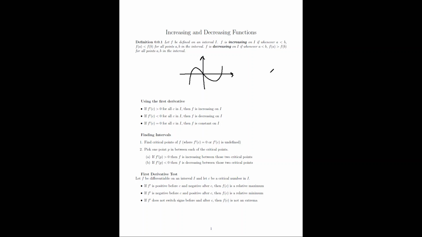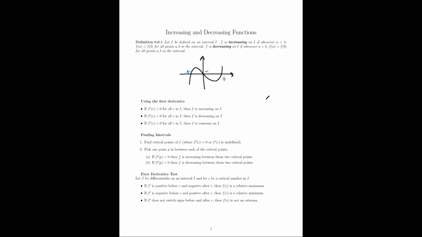Today we're going to be talking about where a function is increasing or decreasing. I have here a formal definition of increasing and decreasing, but it's exactly what you would intuitively expect. Increasing is whenever x is getting bigger, y is also getting bigger, and decreasing is whenever x is getting bigger, y is getting smaller. So if we look at this graph below, we can see we're increasing in this portion right here, we're decreasing in this portion, and then we're increasing back up again in this portion.